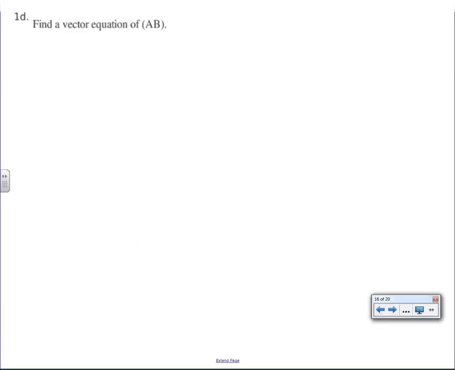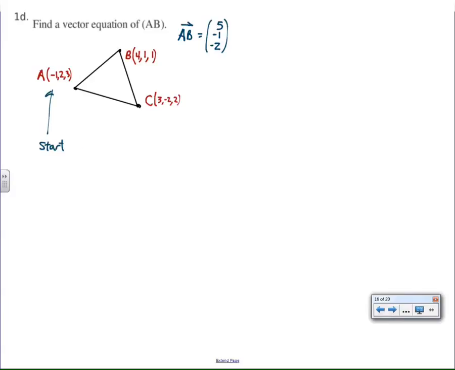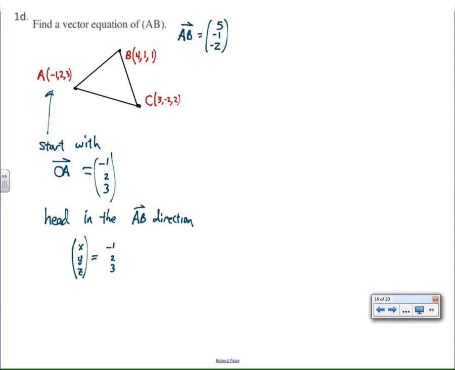Find the vector equation of AB. Once again, all the groundwork has been done for me because I have the direction vector AB, and all I have to do is pick a OA, which is the coordinates of point A turned into a vector, heading in the direction of AB.